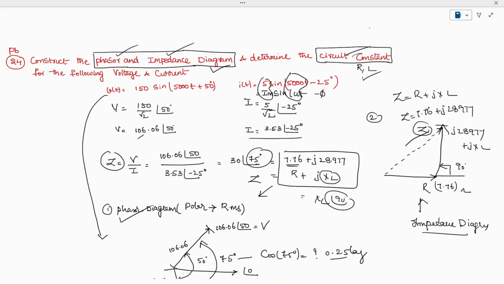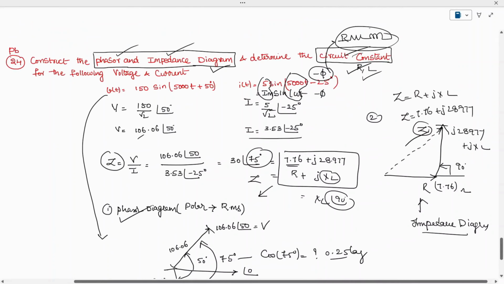It is not clearly given which type of constants you should determine initially. When you get minus 25, you can understand which type of load it is: R and L are connected in series. Based on that phase angle, you have to calculate the constants. This is all about how to draw the phasor diagram and impedance diagram.